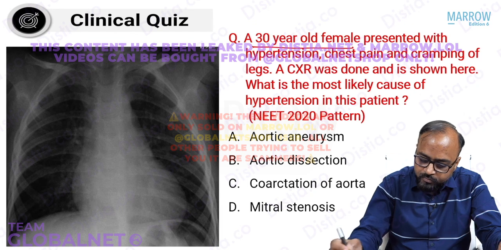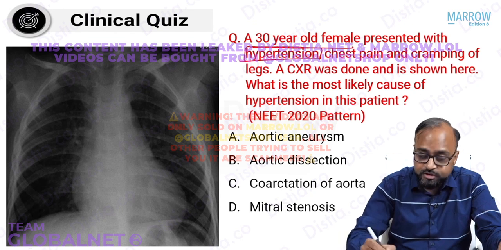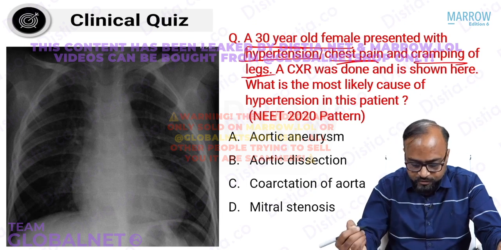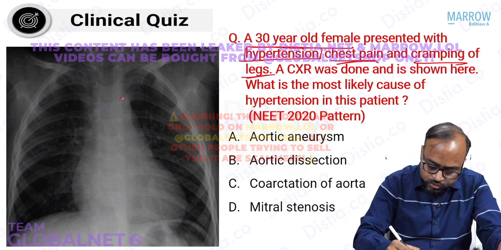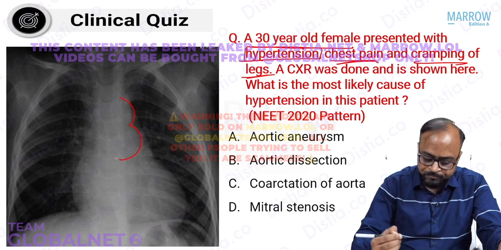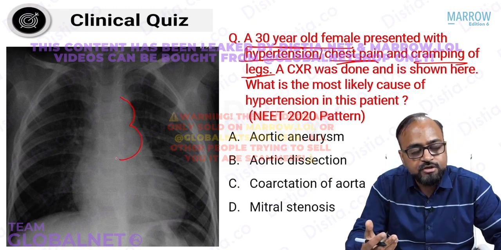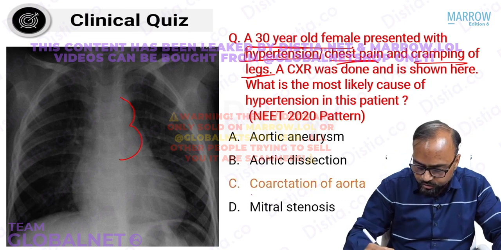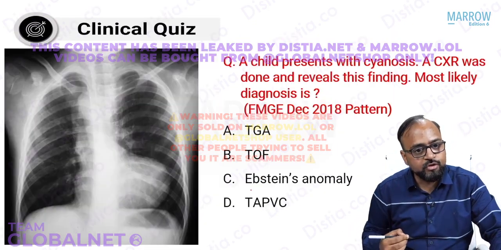So see, young female with hypertension, coarctation is the cause of hypertension. Chest pain, cramping of legs because legs are not receiving good blood supply. Chest X-ray shows this figure of 3 appearance. If it creates an impression on the esophagus, it will create a reverse figure of 3 appearance. So the cause of hypertension in this particular patient is, yes, coarctation of aorta.